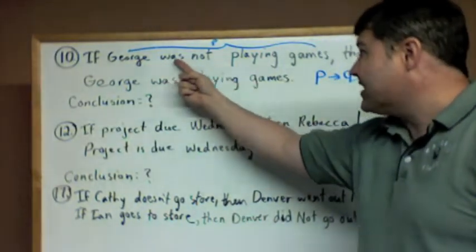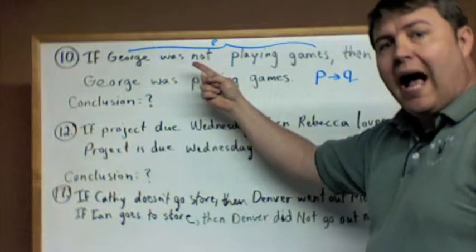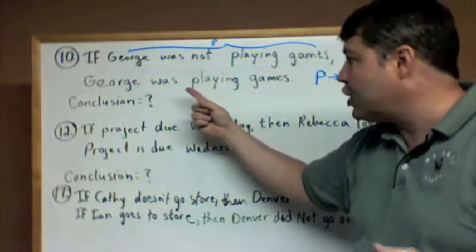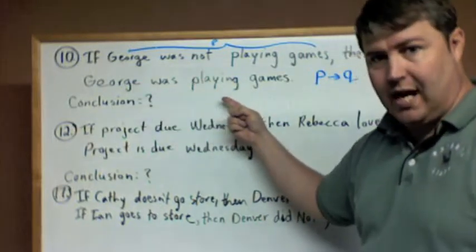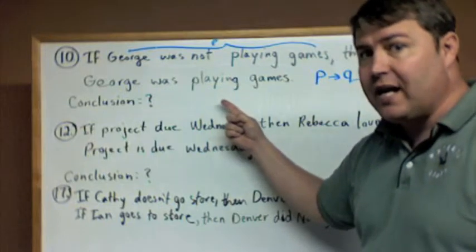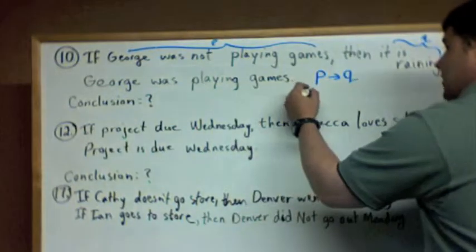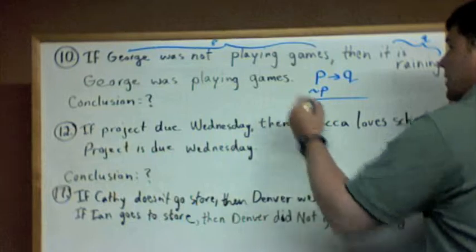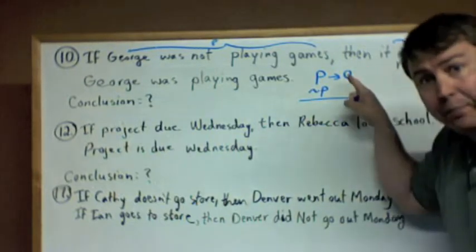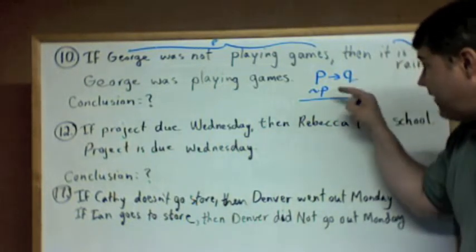If P is he was not playing games, how do I symbolically show he was playing games? Isn't that just the opposite of P? Yeah, so that's this. There are our premises. P implies Q, and you have not P.